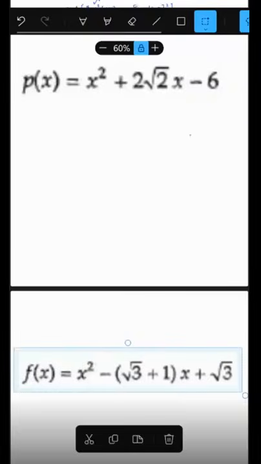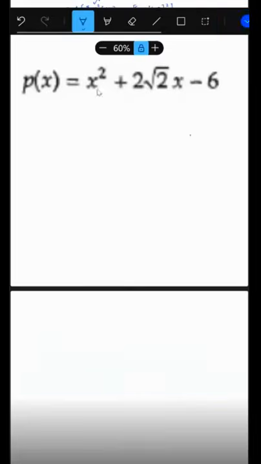This is a continuation from one of the earlier videos where we discussed solving quadratic polynomials containing irrational coefficients. Now look at this question. There are two integer coefficients, but there's just one irrational coefficient in the middle. So again, we're going to split the middle term. Now, the sum of two numbers is equal to 2 root 2.